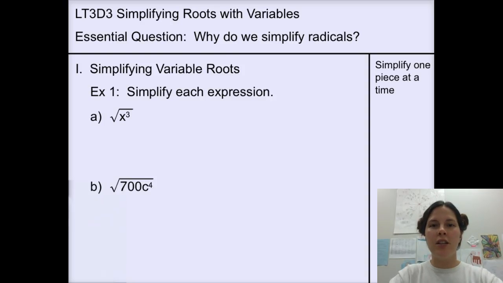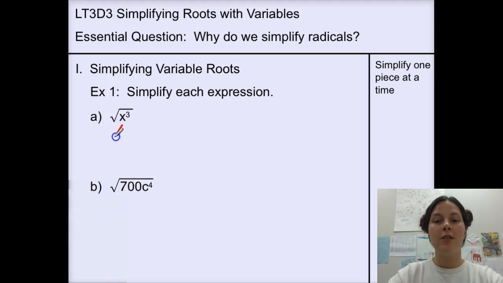Next, we're going to take a look at how to simplify variables under a radical. So we took a look at how to simplify the numbers under a radical. Variables work the same way. We want to find a perfect square factor of whatever is underneath the radical. So for our first example, x cubed, x squared is a perfect square.